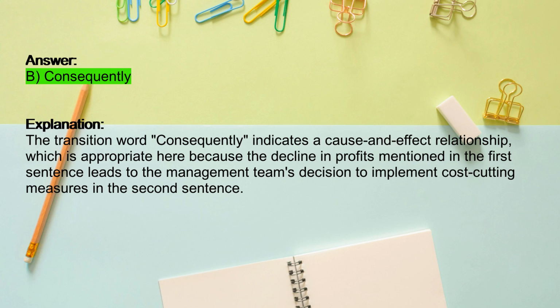The transition word consequently indicates a cause and effect relationship, which is appropriate here because the decline in profits mentioned in the first sentence leads to the management team's decision to implement cost-cutting measures in the second sentence.